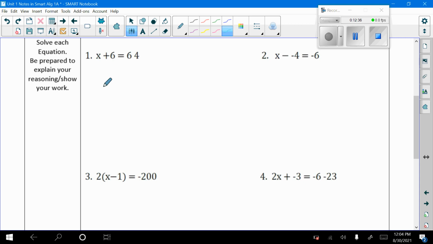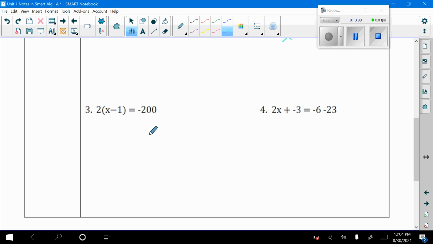So show your work. So take away 6, take away 6. I get x is equal to 58. Here, this means I'm going to add. So it's going to be x plus 4 is equal to negative 6. Take away 4 from both sides. X is equal to negative 10. Showing your work justifies your answer.